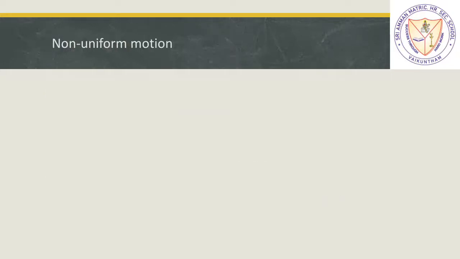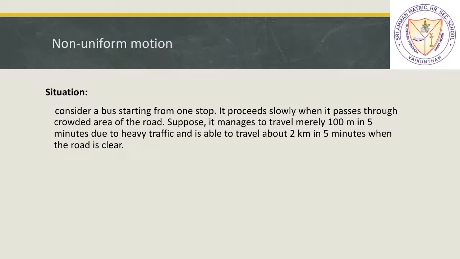Then another one, which is the opposite, is non-uniform motion. The kind of situation which we are taking here is a bit different. Consider a bus starting from one stop. It proceeds slowly when it passes through a crowded area of the road. Suppose it manages to travel merely 100 meters in 5 minutes due to the heavy traffic, and is able to travel about 2 kilometers in 5 minutes when the road is clear.